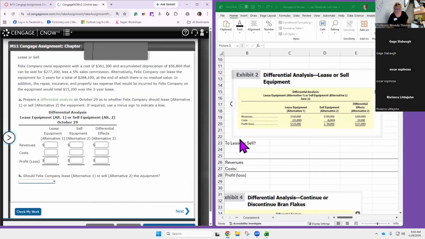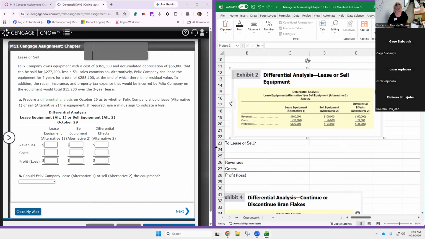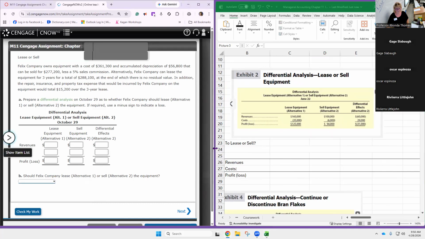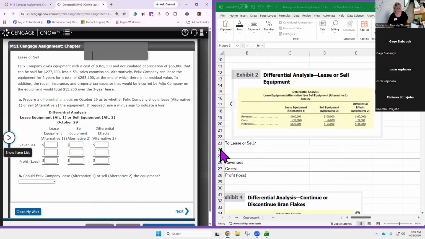So I have a little table here that I'm going to try to use to do my calculations, because of course, Connect doesn't allow you to do calculations. Boy, I wish it would. That would help a lot, but it also gives you more practice of using Excel too. So we're the Felix company. We own equipment with a cost of $361,300 and accumulated depreciation of $56,800. Now this equipment can be sold for $277,200 less a 5% sales commission.